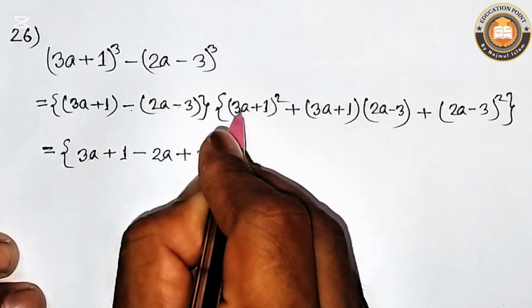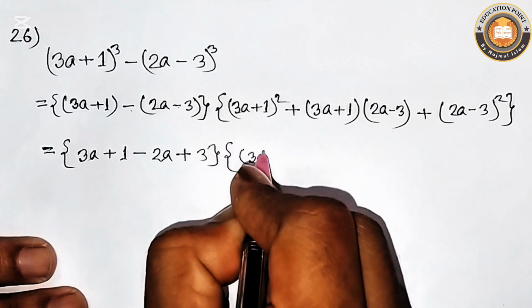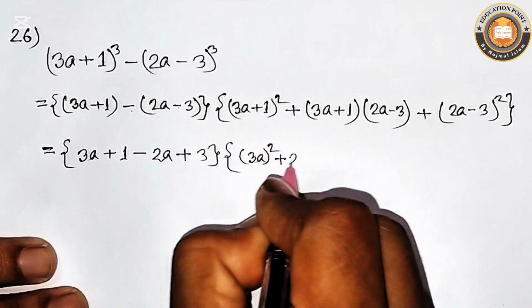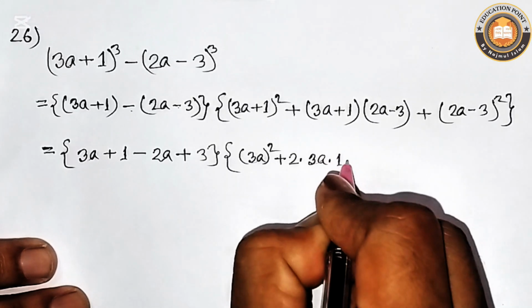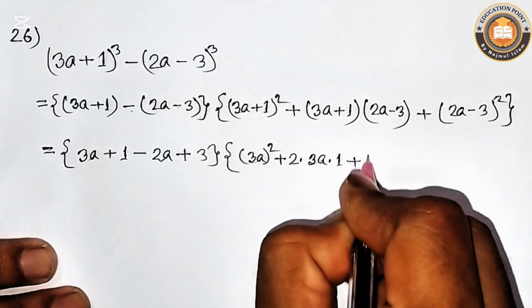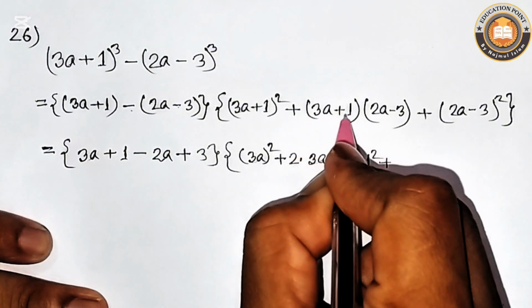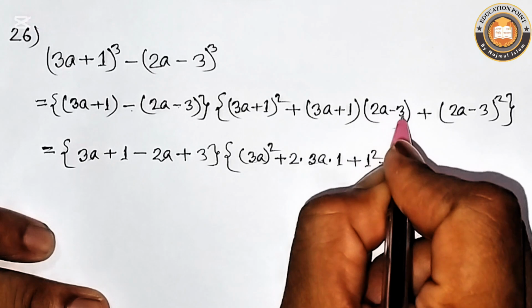into, here we will apply the formula of (a plus b) whole square. A square means 3a whole square, plus 2 into a means 3a into b means 1, plus b square means 1 square, plus here we will multiply 3a plus 1 and 2a minus 3.